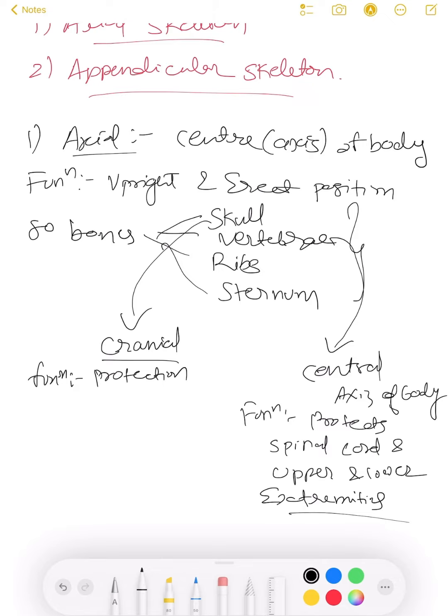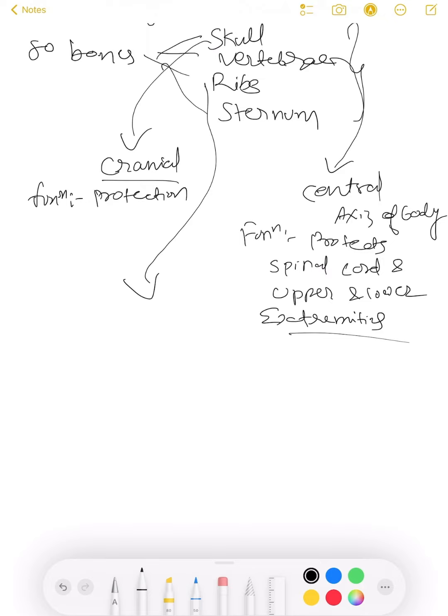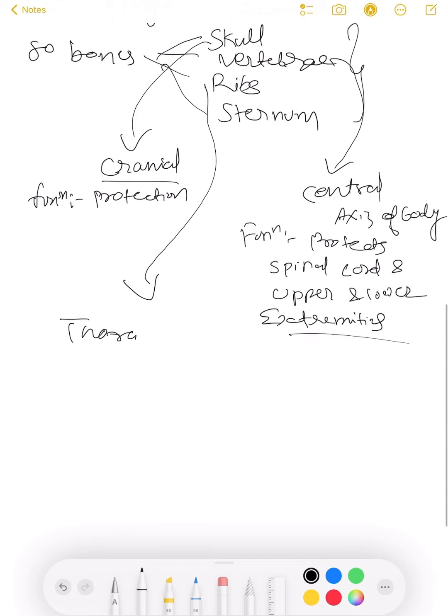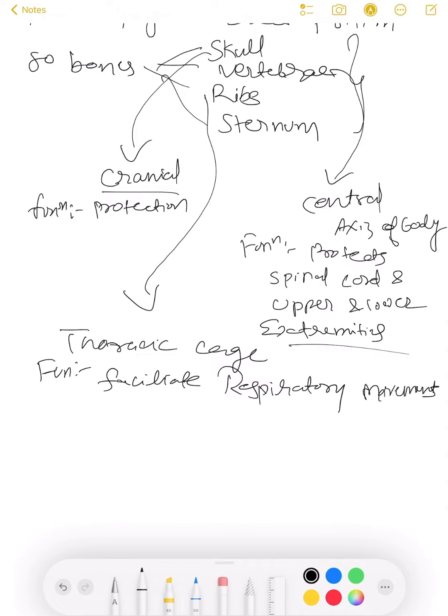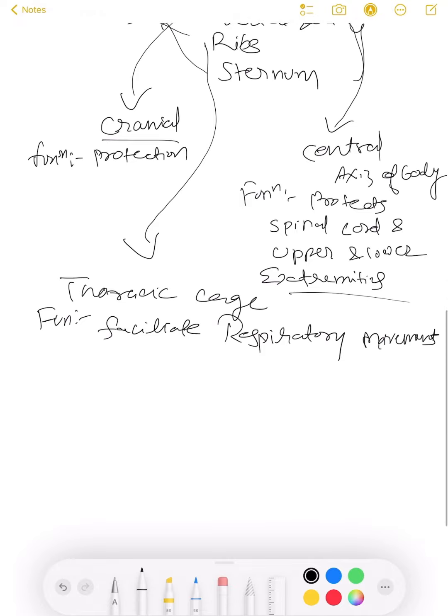First of all, what is axial skeleton, number of bones, and if it is skull, what is vertebrae, what is ribs. Now, if we talk about ribs and sternum, then they both form what? Thoracic cage. Ribs and sternum make up the thoracic cage. And what is the function? Facilitate respiratory movements. This is the function of it.